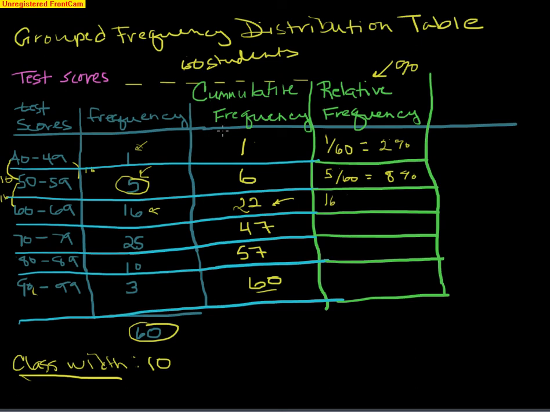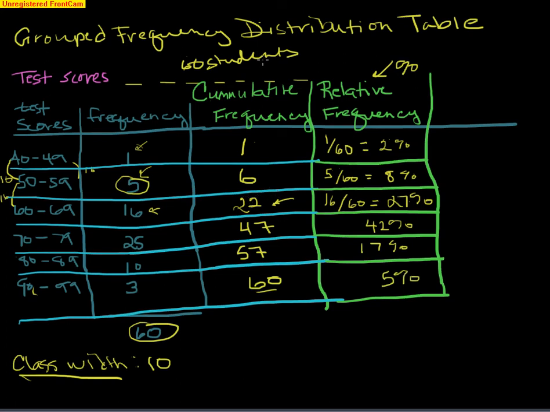16 in the next class out of 60. Do that on your calculator. 16 divided by 60, we should get approximately 27%. And working our way down, this is going to be about 42%, 17%, and 5%.